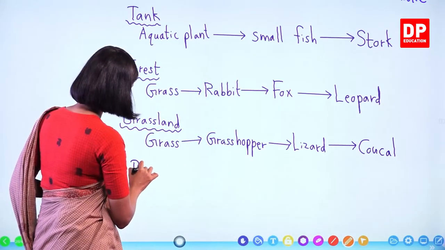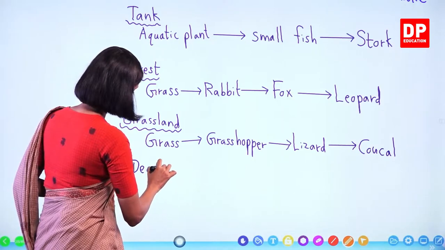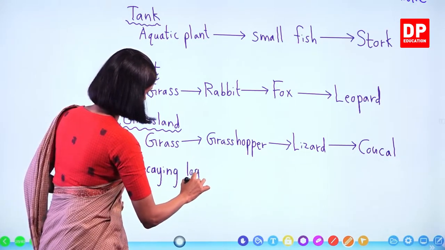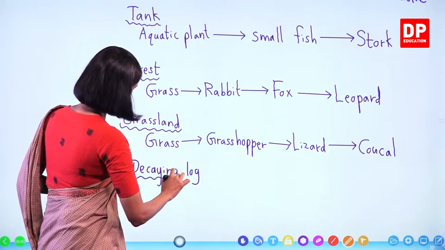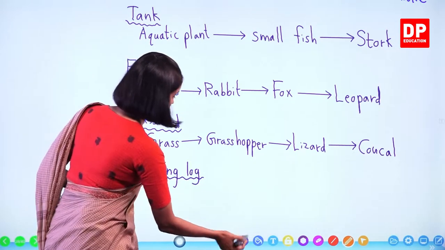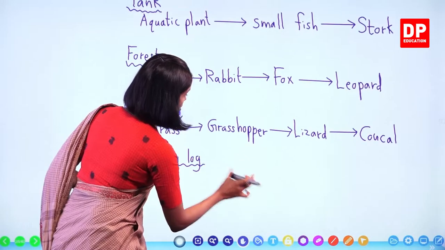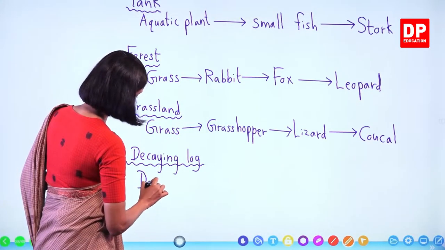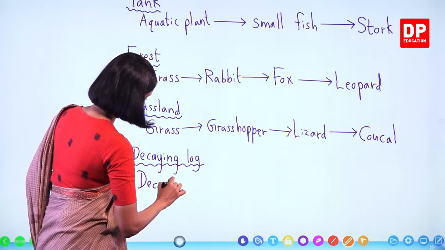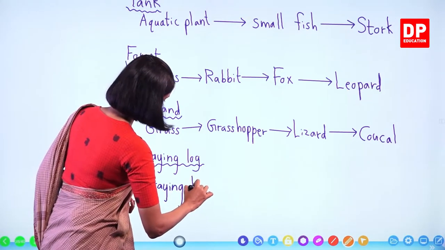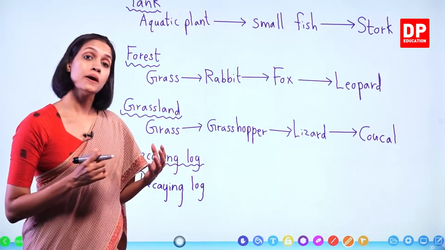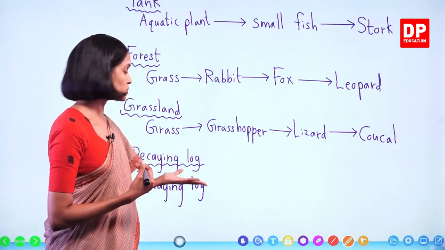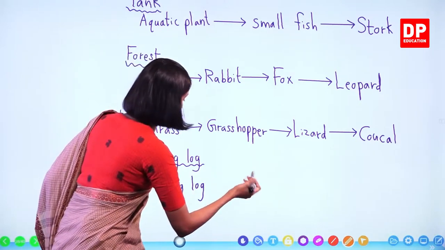Decaying log. So the food itself can be considered as the decaying log. Okay. Now log is a type of a plant part. So we can consider it as a plant. Okay. Plant part. Decaying log.